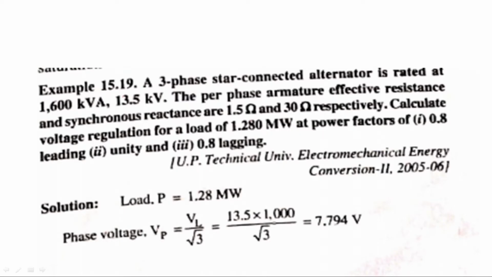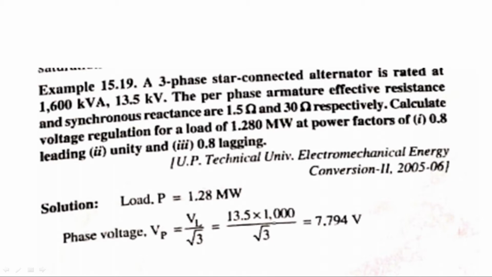Let us do the next numerical. A three-phase star-connected alternator is rated at 1600 kVA, 13.5 kV. The per-phase armature effective resistance and synchronous reactance are 1.5 ohms and 30 ohms respectively. Calculate the voltage regulation for a load of 1.280 megawatt at power factors 0.8 leading, unity and 0.8 lagging. So for three power factors, that is 0.8 leading, unity and 0.8 lagging, we have to calculate the voltage regulation.